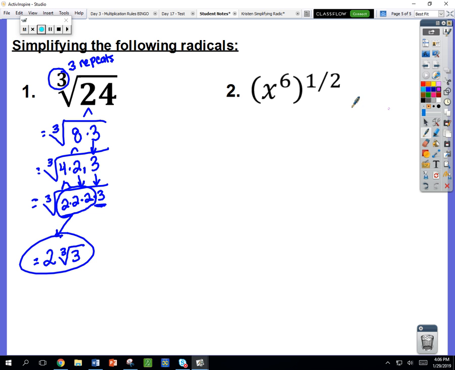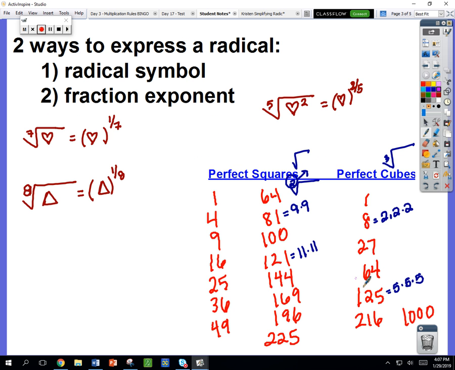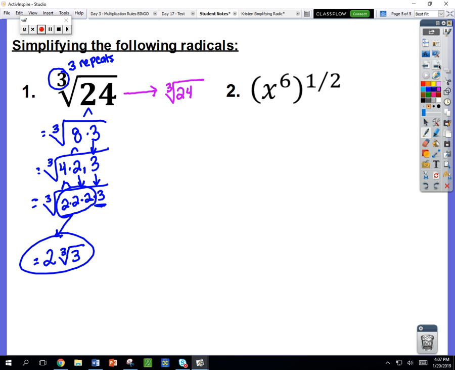Another way to think about it, some of you do these this way, is that if I have the cubed root of 24, again, I want to find the biggest perfect cube that goes in there, so I'm looking here, which is 8. And I can break this down to the cubed root of 8 times the cubed root of 3. The cubed root of 8 is 2. And I'm left with 2 cubed root of 3. Either way, you get the same answer, and I'm okay with either.